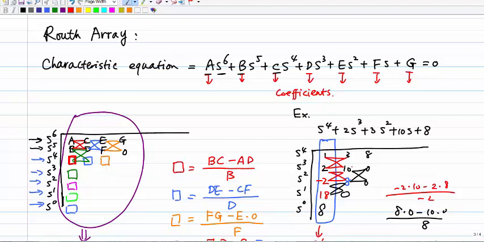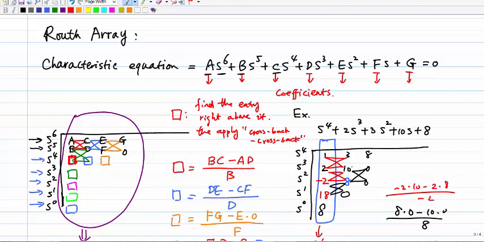Now, how do I remember that? What you remember is you directly pick the entry right above this block. Right above this is B, right? So for B, you do cross back. First, find the entry right above it. Then apply the rule we call cross back. So I'm going to talk about what I mean by cross and back.